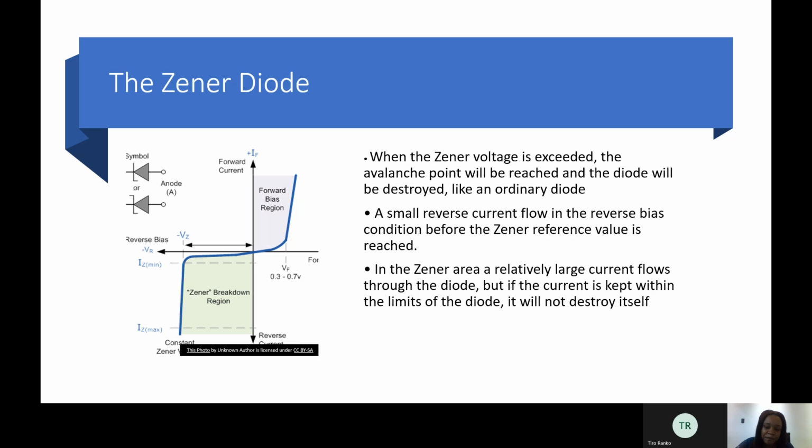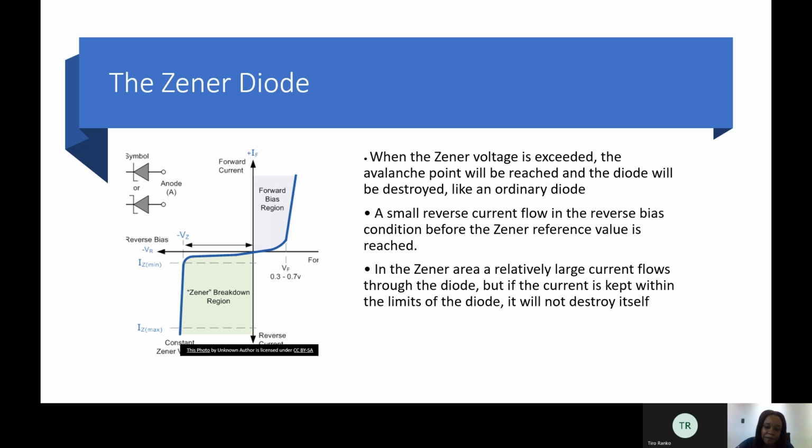So what you should know about the Zener diode is that you cannot exceed the Zener voltage. If you reach the point where we have this avalanche, you will have a damaged Zener diode and it will not work anymore.